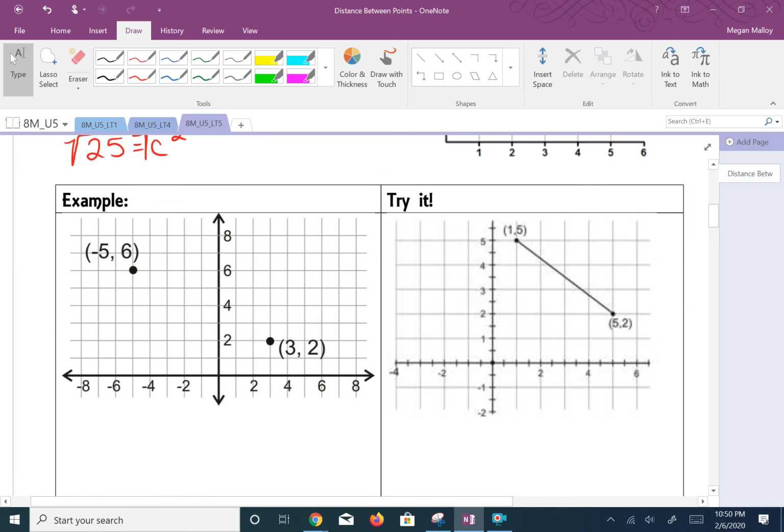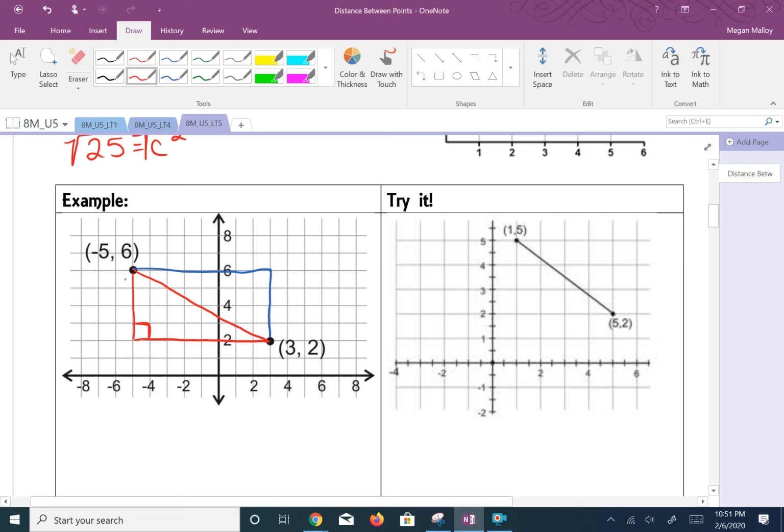So if we look at our first example here, we'd like to find the distance between (-5, 6) and (3, 2). So if I draw on that line, I then want to make a right triangle. I can either do this by drawing a vertical line down and a horizontal line across, or I could draw my horizontal line across and my vertical line down. Either way, I have a right triangle that has been created.